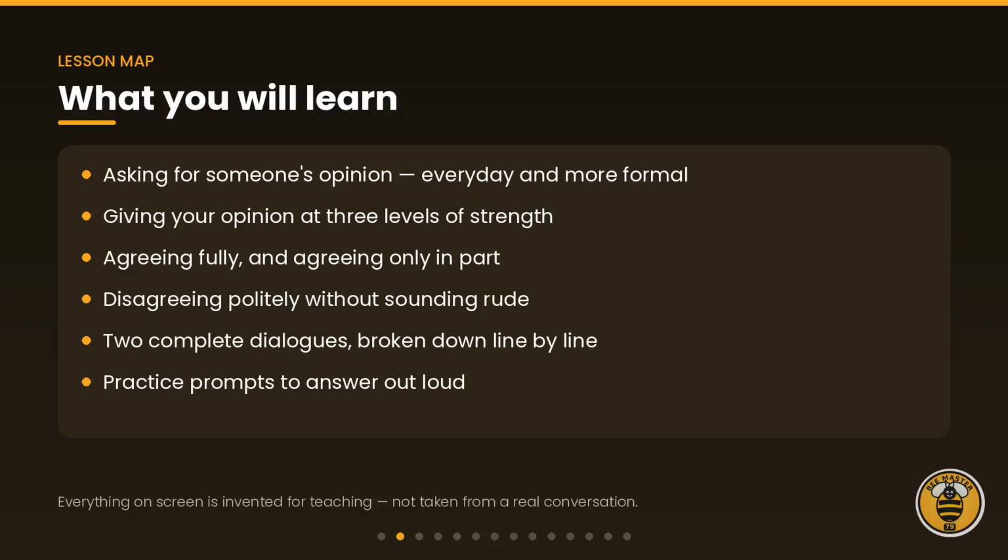Here is what we will cover. Asking for someone's opinion in everyday and in more formal English. Giving your opinion at 3 levels of strength. Agreeing fully and agreeing only in part. Disagreeing politely without sounding rude. Then 2 complete dialogues broken down line by line and some practice prompts for you. Everything you see on screen is invented for teaching, not taken from a real conversation.